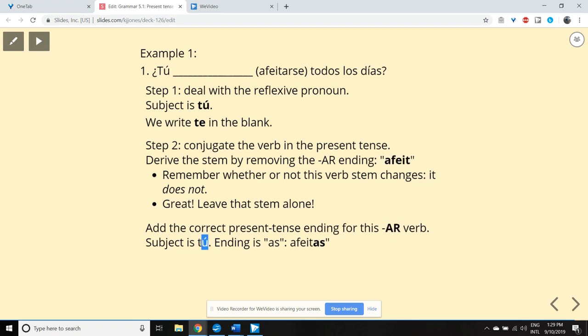Our subject here is tú, and so our present tense ending when the subject's tú for all AR verbs is AS. Right? I'll show you that right here. And so to stem afeit, we add ending AS, because that's all conjugation is, stem plus ending. And there, that's it. Our complete answer is te afeitas. Te is our reflexive pronoun. Afeitas is the actual conjugated form. Both elements are necessary to complete this reflexive verb's conjugation in the present tense.